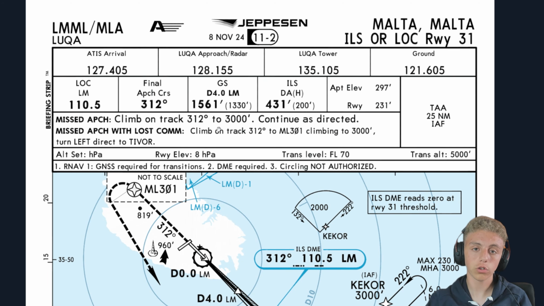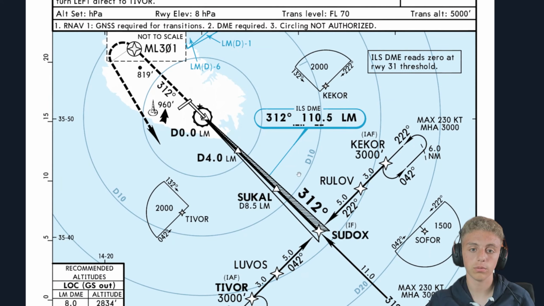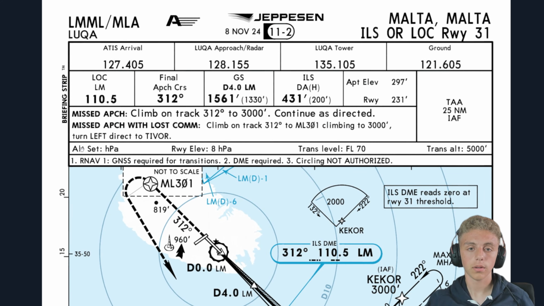But if you have lost communications, you will climb on track 312 degrees to this waypoint. Then you will turn left direct to Tivor at 3,000 feet, as shown in the chart. Here we have altitude setting hectopascals. It tells you that in this area of the world, they use hectopascals instead of inches.